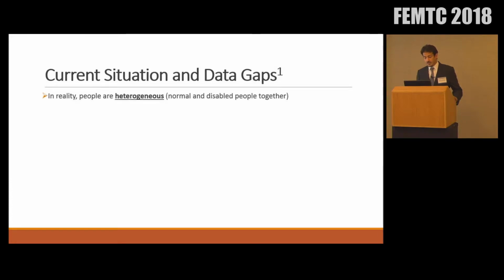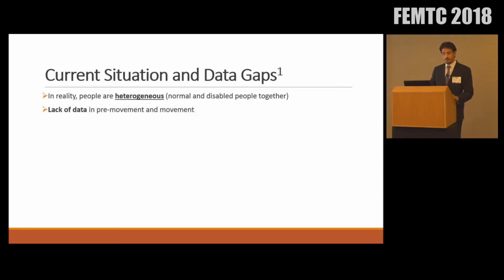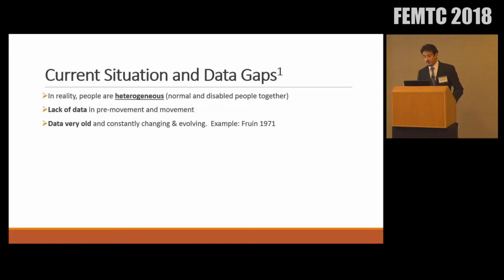As I said just now, in reality people are heterogeneous, and there is a huge lack of data in pre-movement and movement. You can never have enough data to perfect and make your model more accurate. The data are very old and constantly changing. For example, much of the data used is Fruin 1971. The important thing here is to focus on how the data was obtained and the quality of the data, as that has a major impact on the model or the evacuation study you're doing.